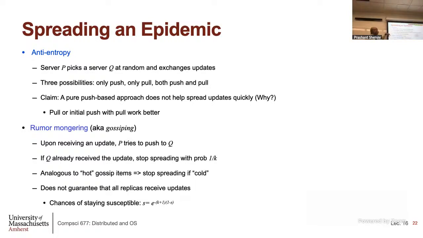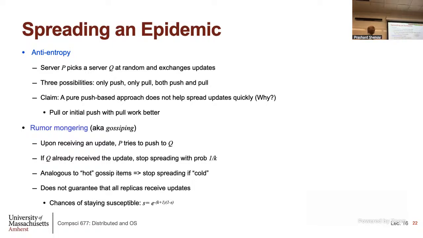There are two techniques that I will talk about that implement the exact same idea. One is called anti-entropy. The other is called rumor mongering, also called gossip. Epidemic protocols in some literature are also called gossip protocols because they are very similar in how either rumors spread or diseases spread.